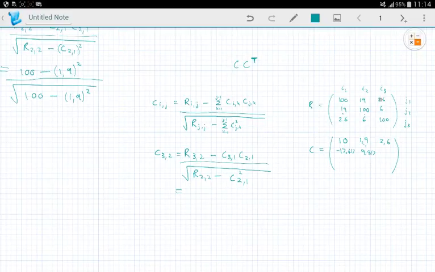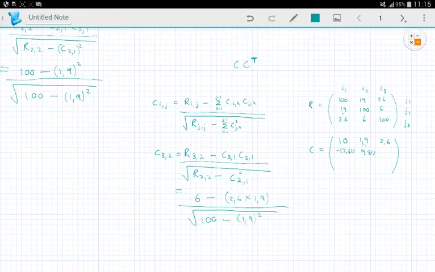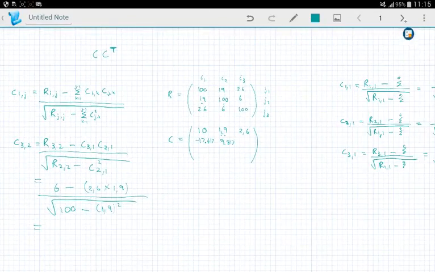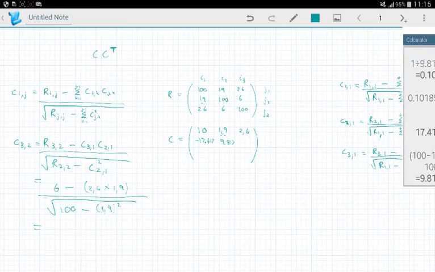So R32 is equal to 6. 6 minus C31, which is 2.6, times 1.9, divided by the square root of R22, which is 100, minus C21 squared. C21 squared is 1.9 squared. And this is going to be equal to probably another very messy number.